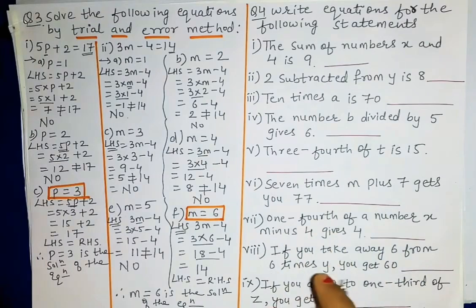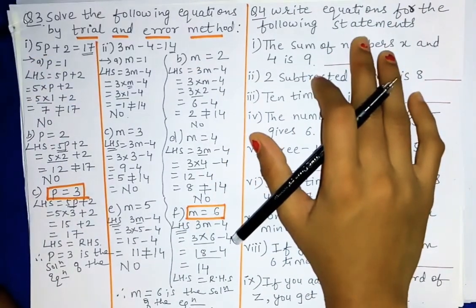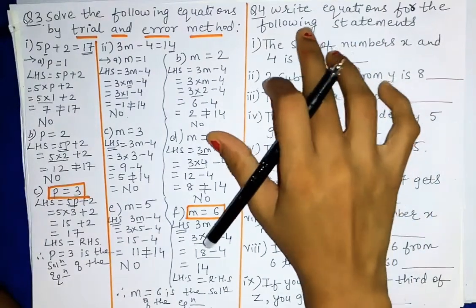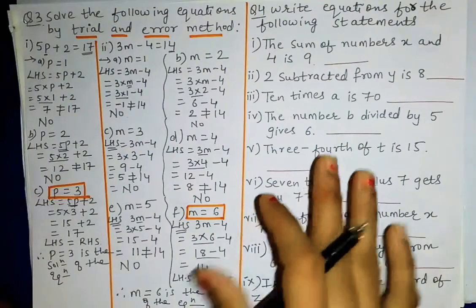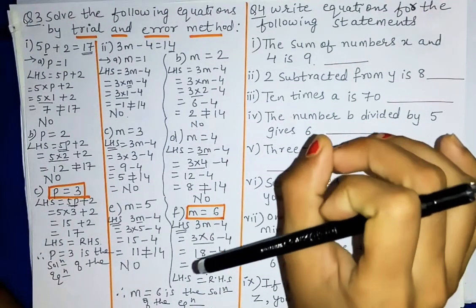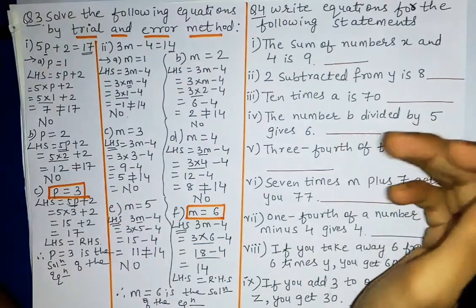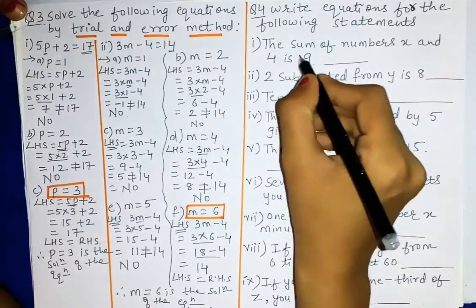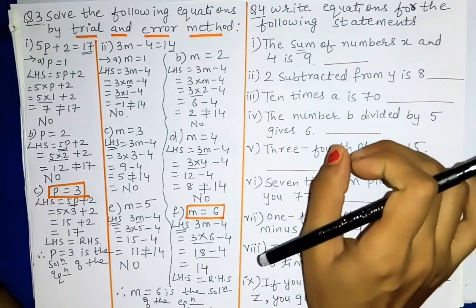Hope you understood. Now we will see question number 4 of the same exercise. So question number 4 is: write equations for the following statements. Now statements are given to you. We have to read and understand these statements carefully and we have to make equations. So let us start. So first one is the sum. Sum means which sign? Addition sign.